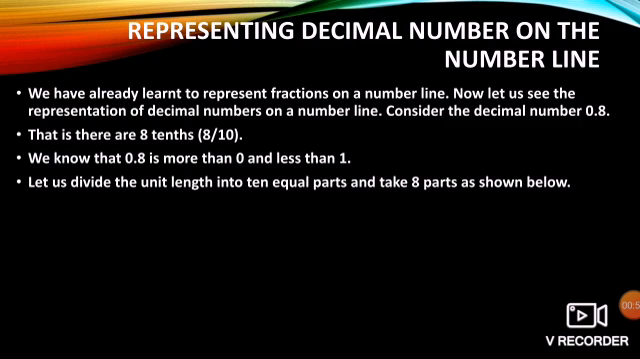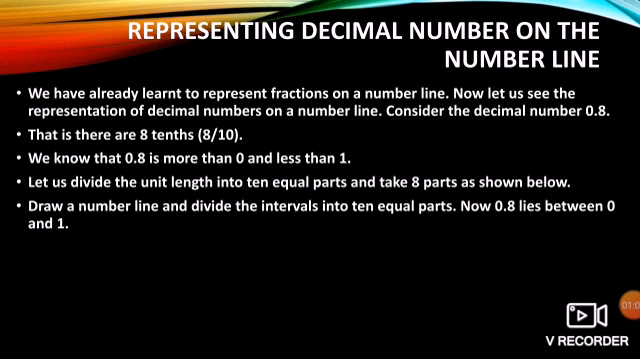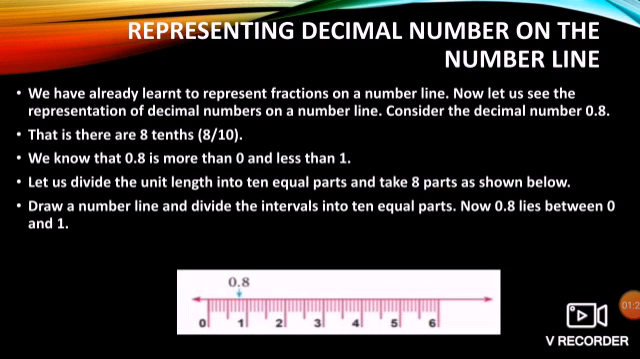Let us divide the unit length into 10 equal parts and take 8 parts as shown below. We need to divide the unit length into 10 equal parts and take the 8 parts. Draw a number line and divide the interval into 10 equal parts. Now 0.8 lies between 0 and 1.